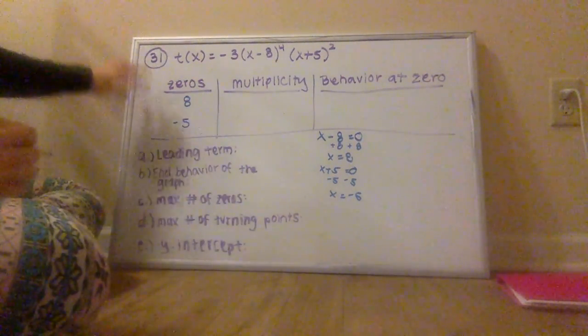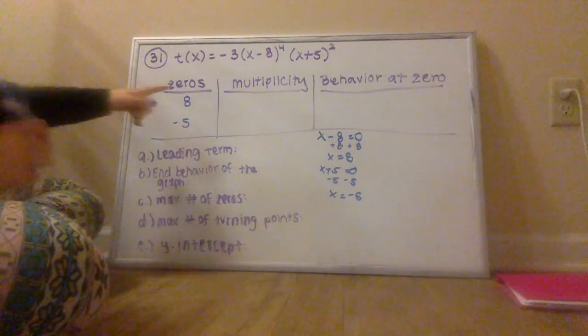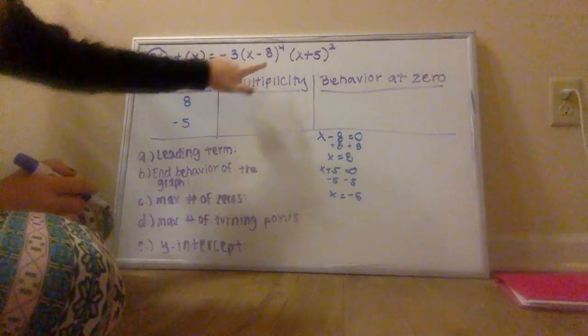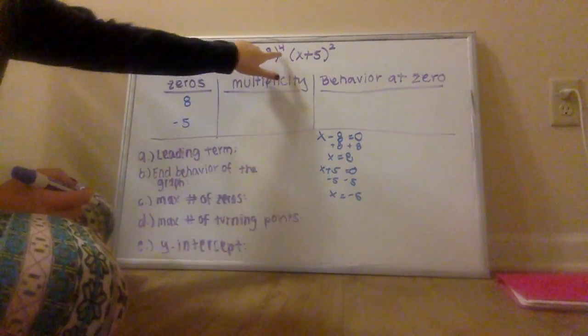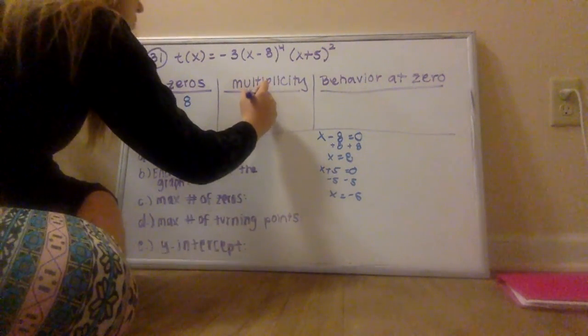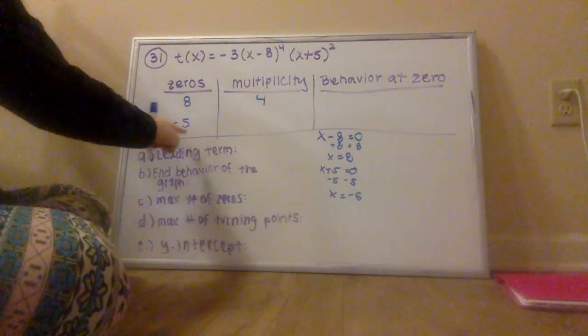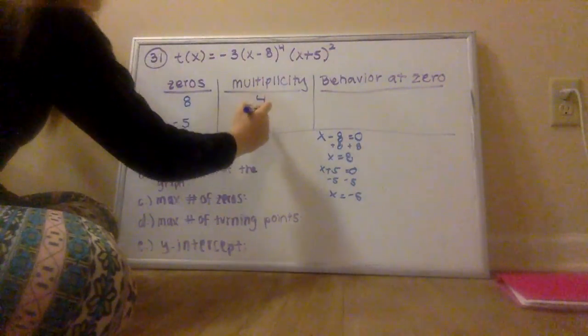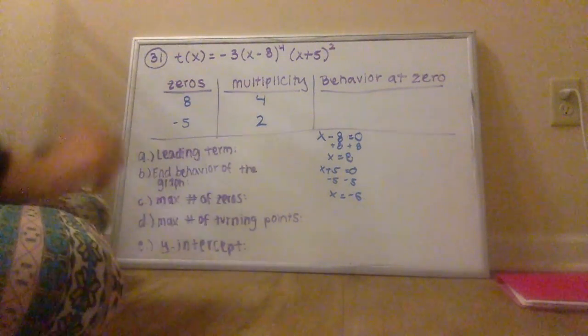These are the only two that we have, so now let's look at the multiplicity. Our multiplicity comes from our exponents. Where we had x minus 8, and we saw that we had 8, it is raised to the 4th power, so it has a multiplicity of 4. The same thing with our negative 5, with x plus 5: we have an exponent of 2, so we have a multiplicity of 2.